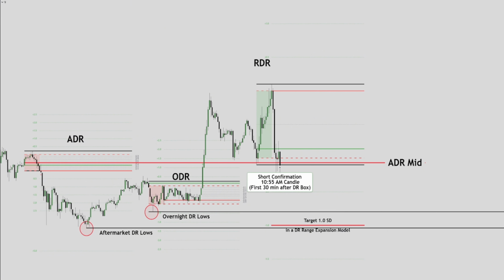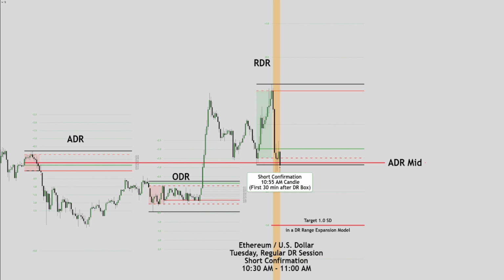But here's the real question. Where do you enter? And is it even possible to target beyond one standard deviation? Let's find out, using the exact same approach as last episode. The short confirmation happened within the first 30 minutes after the DR box formed. We're going to pull historical data for exactly this scenario and see what Ethereum has done most frequently under these conditions. This data covers only confirmations within the first 30 minutes. Nothing after 11 a.m. applies here.